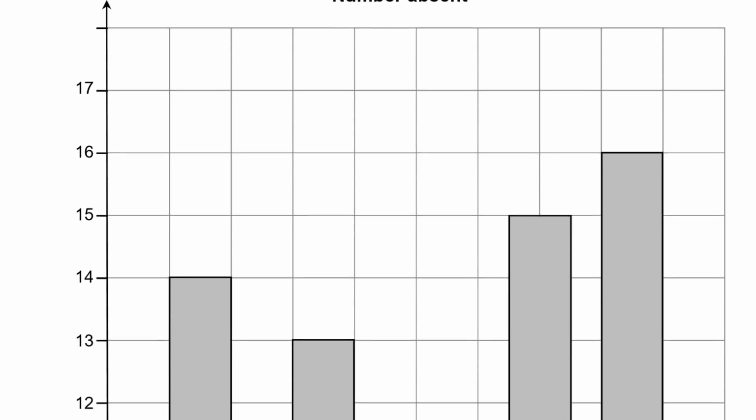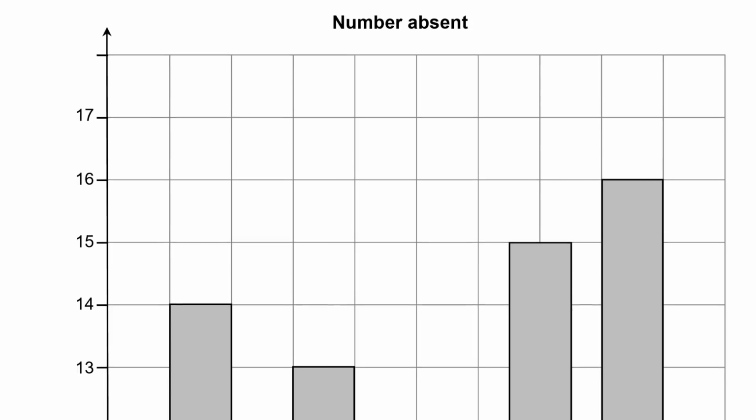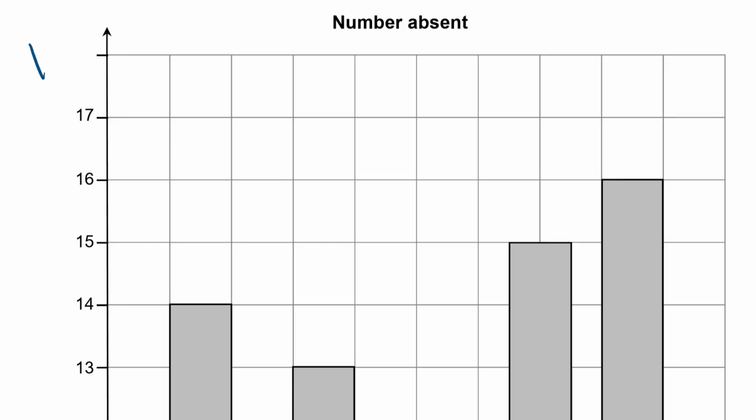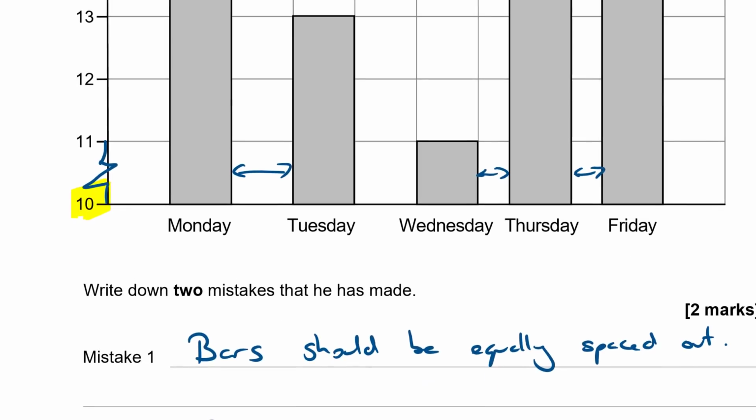Now you could also have the fact that there's no label on the scale here. It should be labeled. So there's a label missing there, and you could also have had a mark for saying that label was missing. So plenty of things wrong with this.